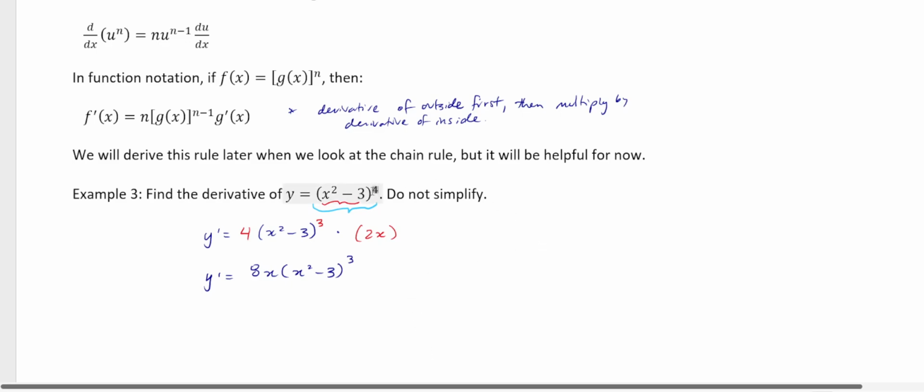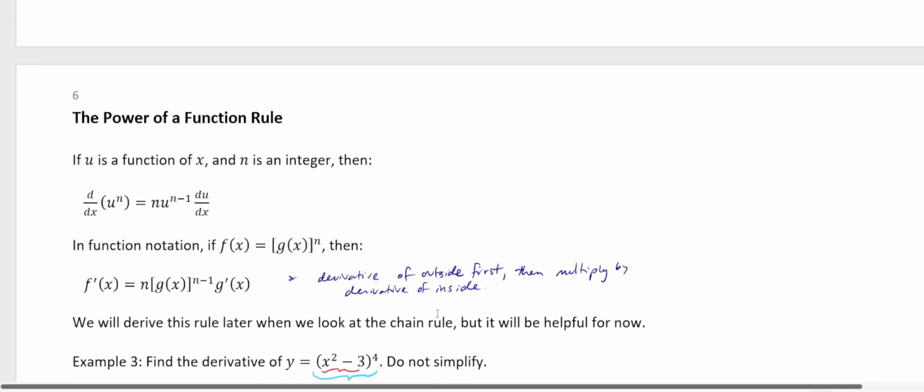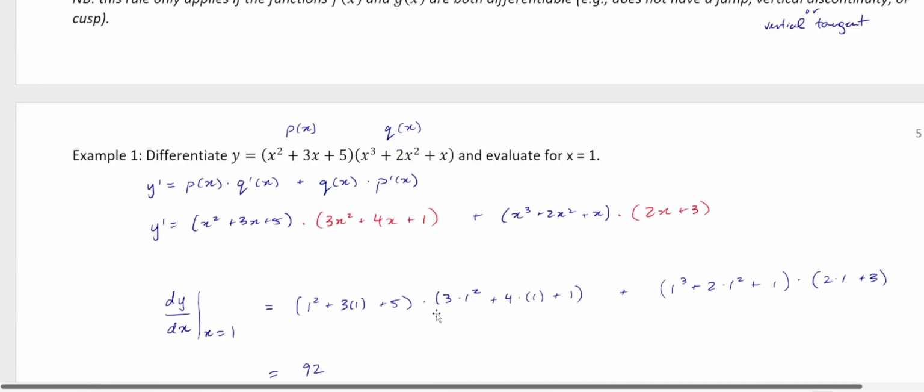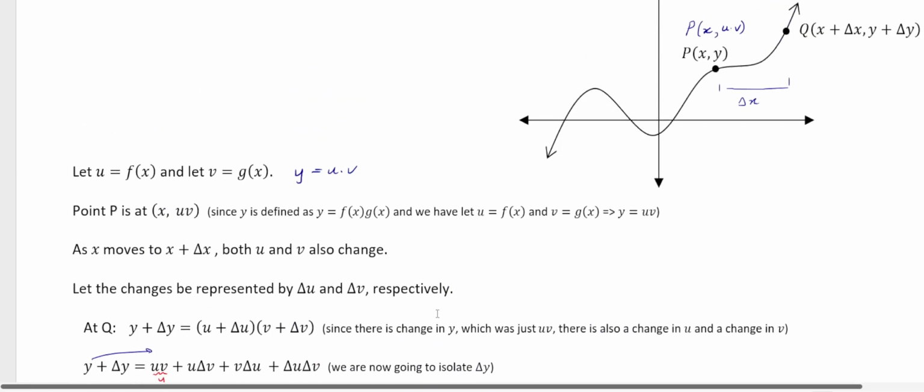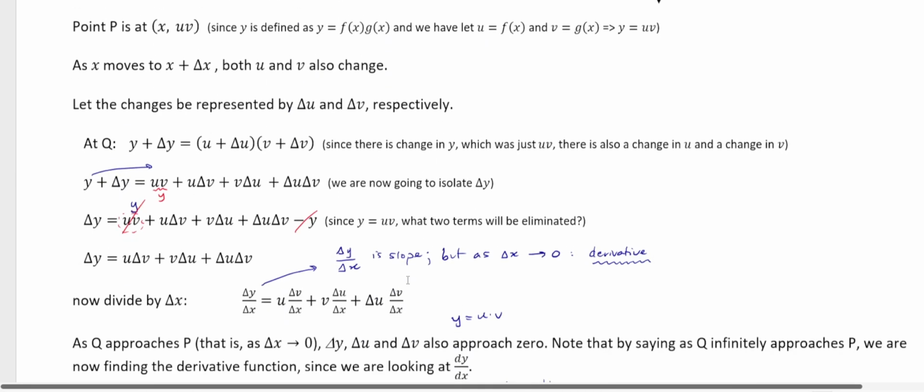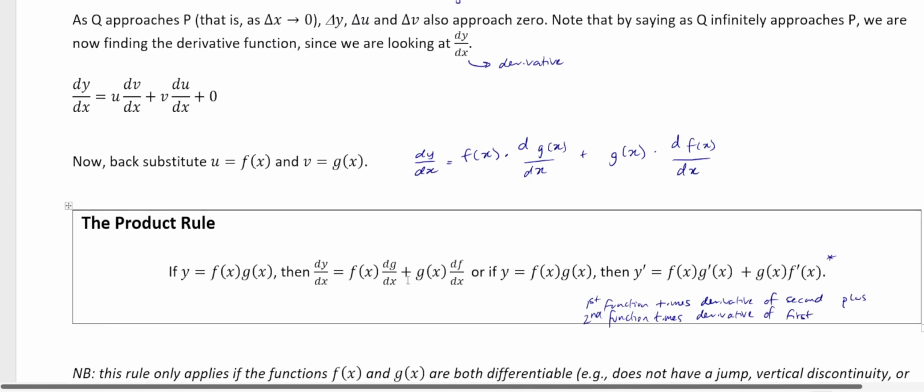So again, take the derivative of the outside first. So if there is an exponent here, bring it down. Then subtract the exponent by 1, leave the inside alone, and then multiply by the derivative of the inside function. Okay, so that right there gives us a good overview of the product rule. I think the only really challenging part of the product rule is maybe the proof. And the reality is, again, the proof you never really have to know, right?